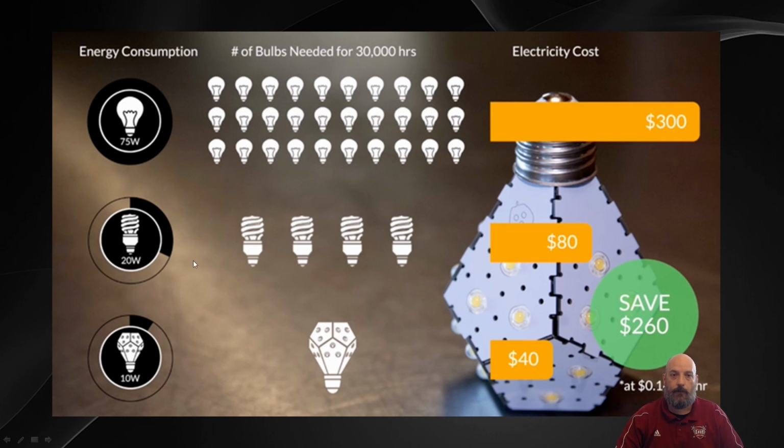So in the case of fluorescents, to do that same amount of 30,000 hours, instead of using 30, we only need 4. And they're only using a fraction of the energy that all of these use. So again, our total cost is coming down to $80 from $300. Now, if we want to go for 30,000 hours, we could also do that with just one single LED light. And it's only using 10 watts, which is far less than the other two. And because we don't have to change out light bulbs, we can just use that one. We only have to worry about spending $40 in electricity.